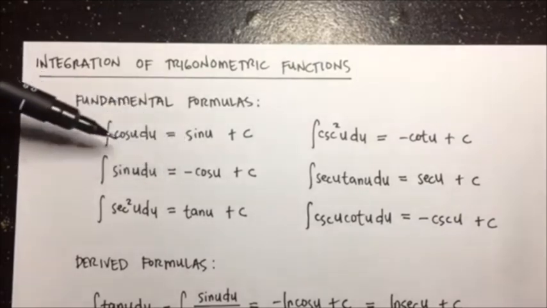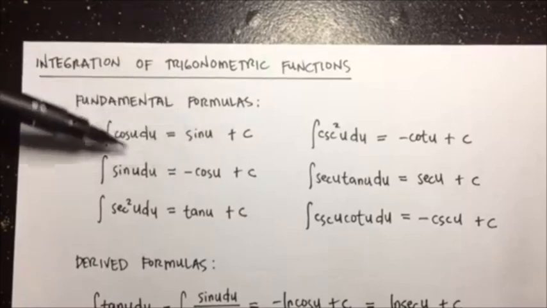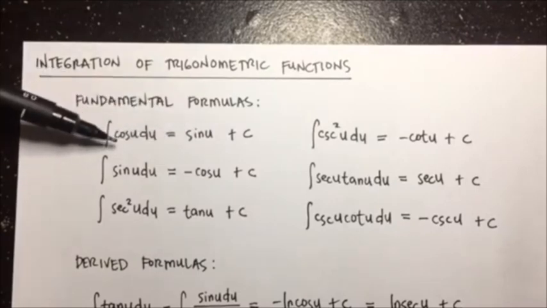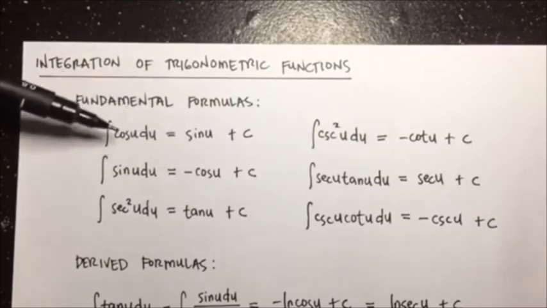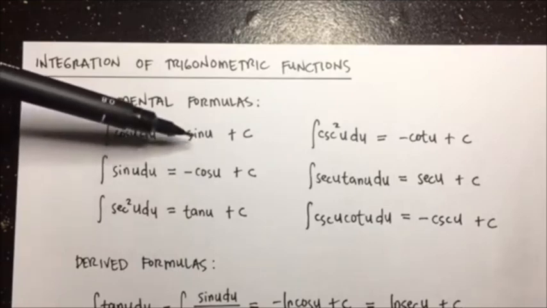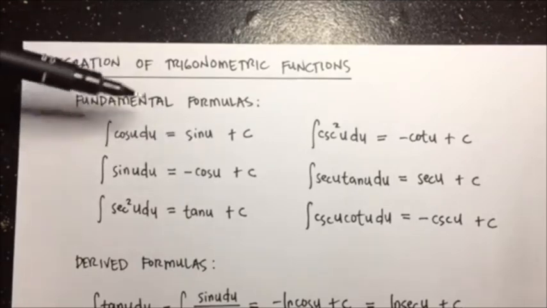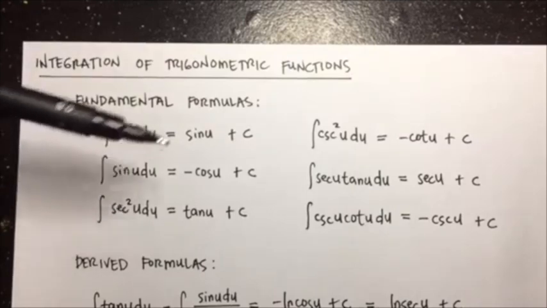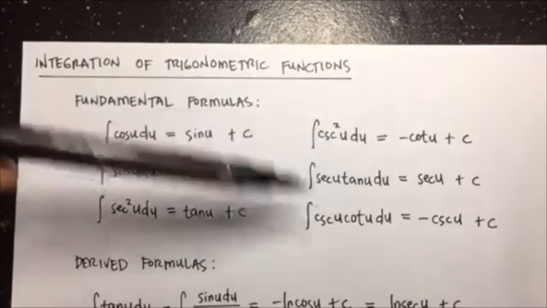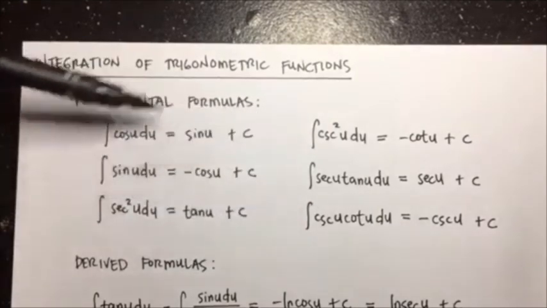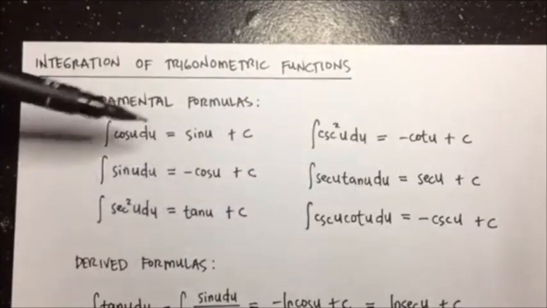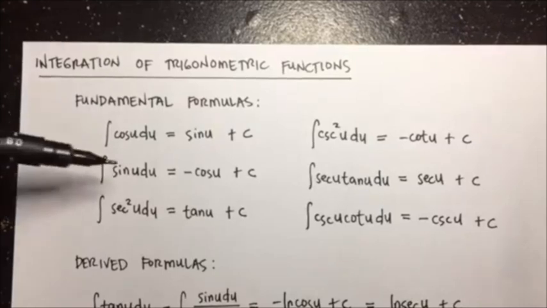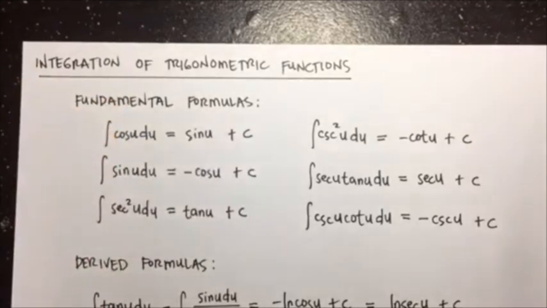Okay, so we have the derivative of sine of u is cosine of u. Therefore, the integral of cosine of u is sine of u. Those fundamental formulas are derived directly from the derivatives of the trigonometric functions, and all you need to do is memorize those formulas. Again, the fundamental formulas are derived from the derivatives, so please memorize all of them.